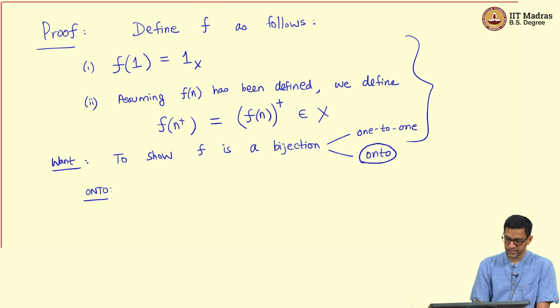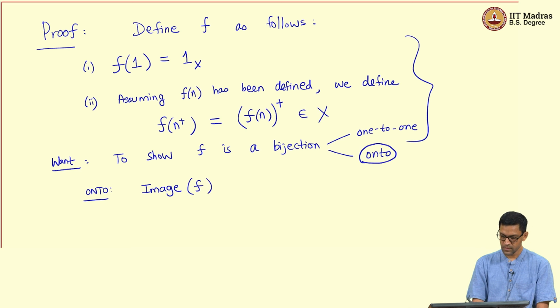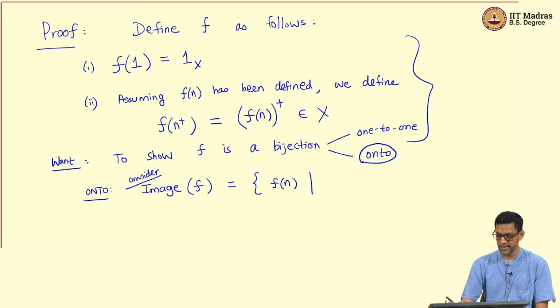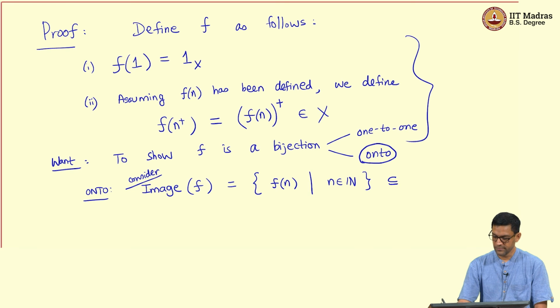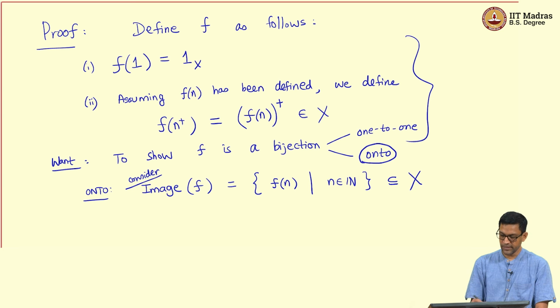To show ontoness, let us look at the image of f. What is the image or range of this function? Consider the image, which is just all elements which can be realized as f of n. This is sometimes called the range of the function f. Here is a set of elements of the form f of n, this is some subset of x. Now, the claim is that this image is the entire set x. How are we going to prove that? The claim is that the image of f is the whole set, that is what ontoness means.